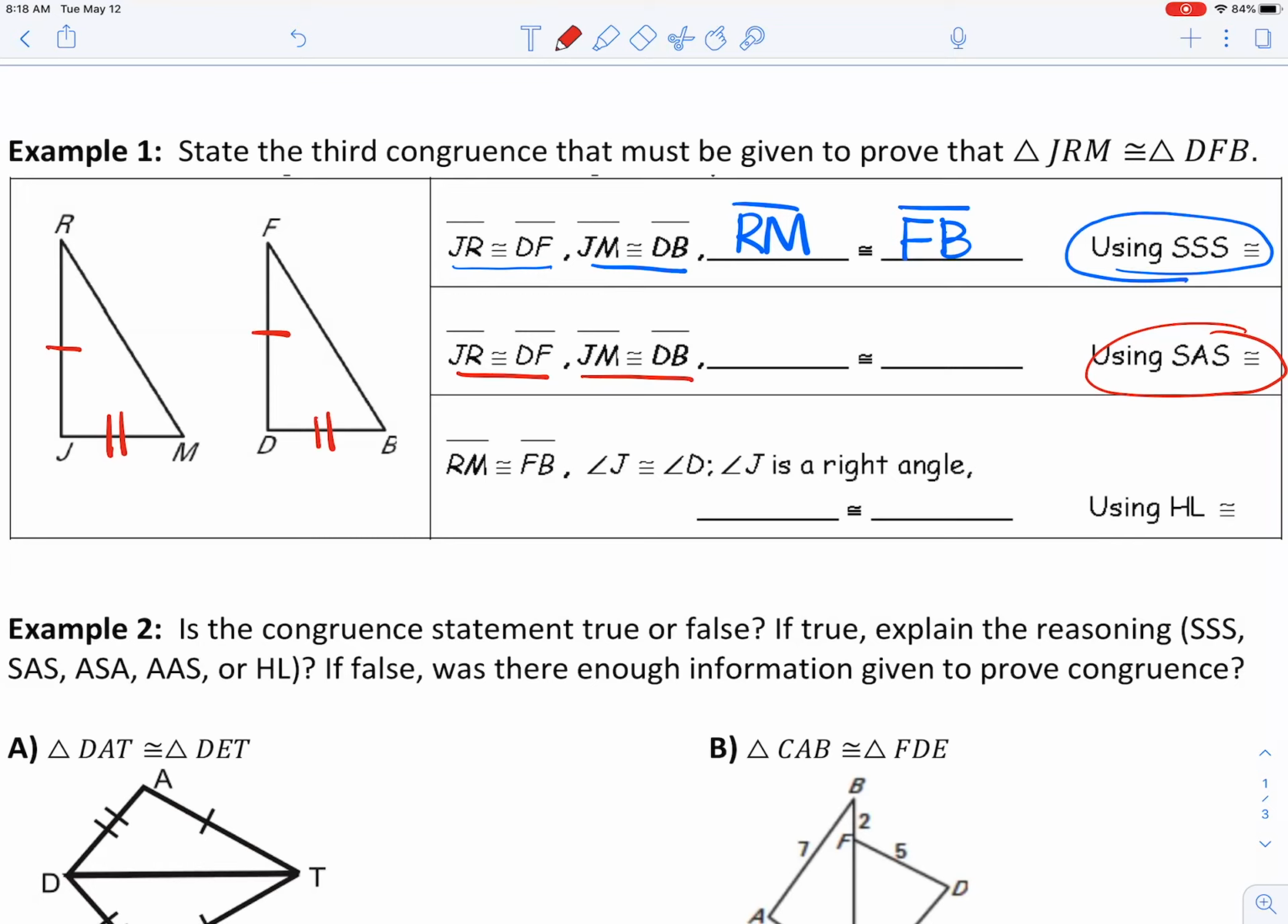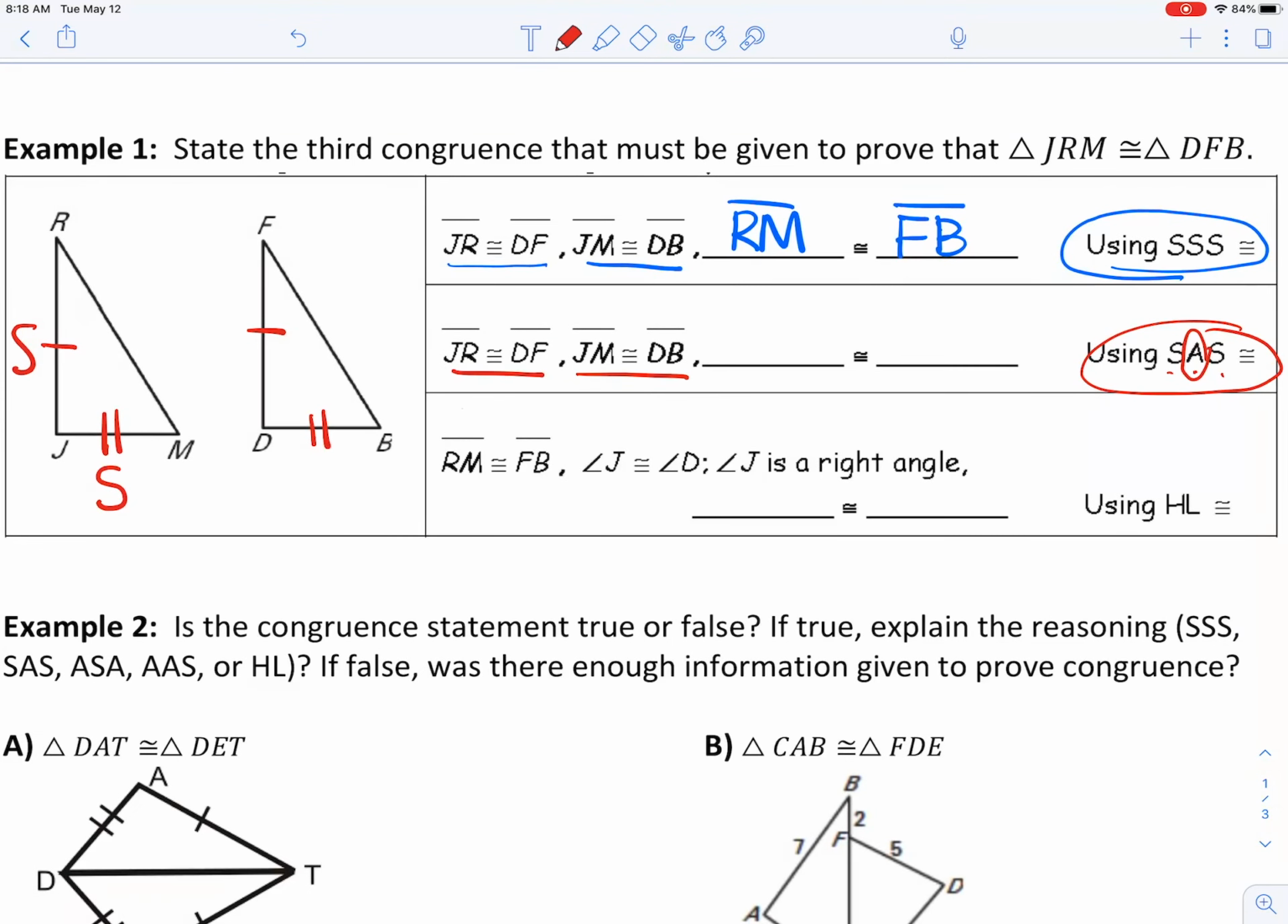It tells us that JM is the same as DB. Now, we want to show that these are congruent by using side, angle, side. And these need to be right next to each other. So right now we have a side, and we have a side. In order to get this A for an angle, it has to be in between those two sides. So that means that this has to be an angle right here. That means that angle J and angle D have to be the same so that we get our SAS.